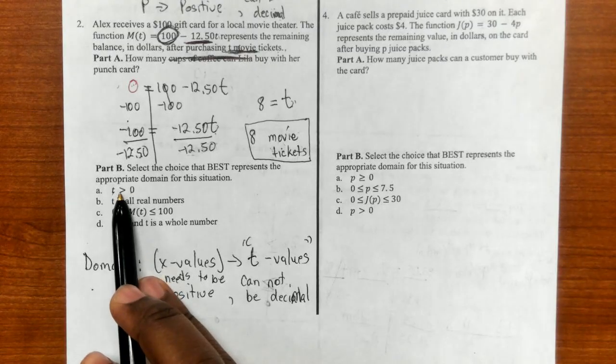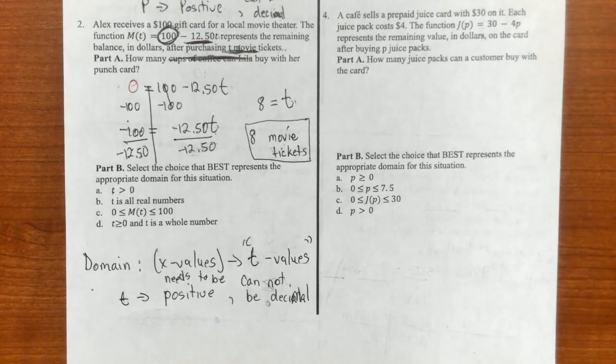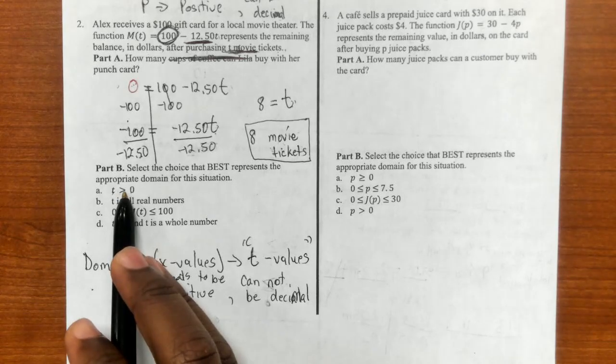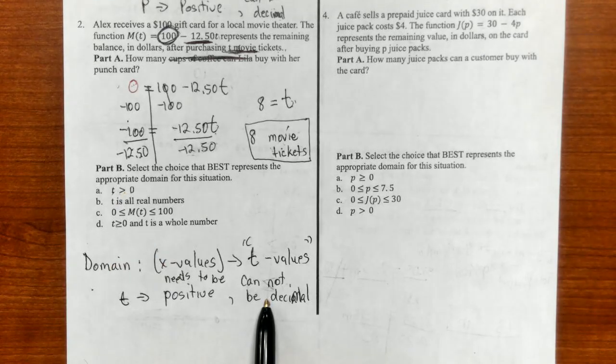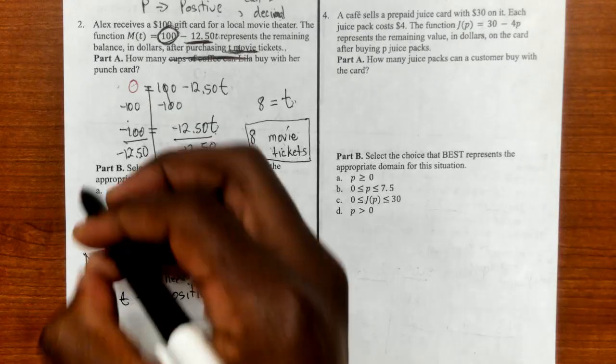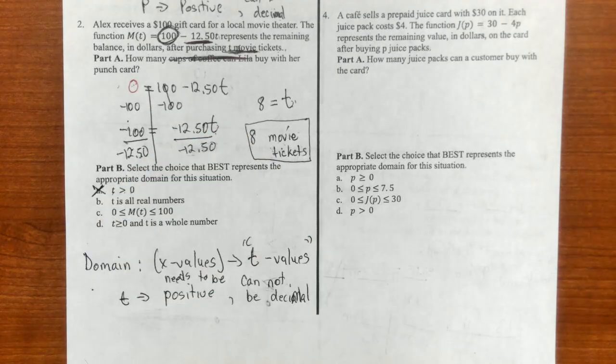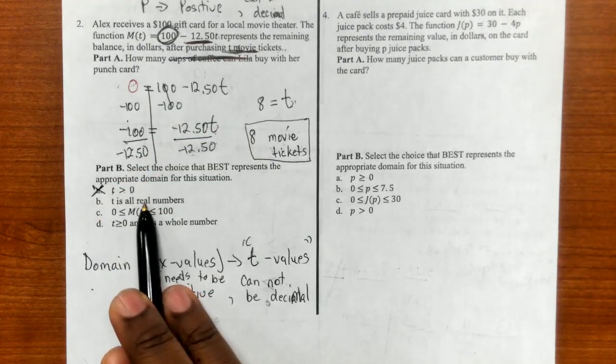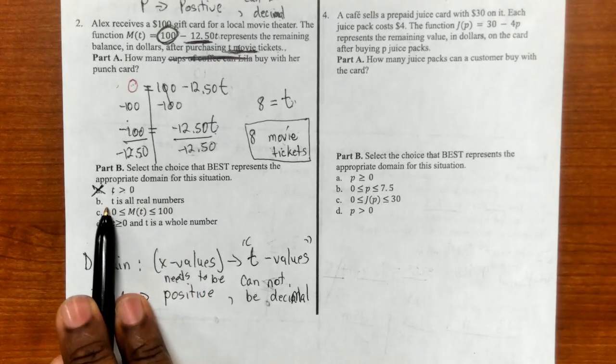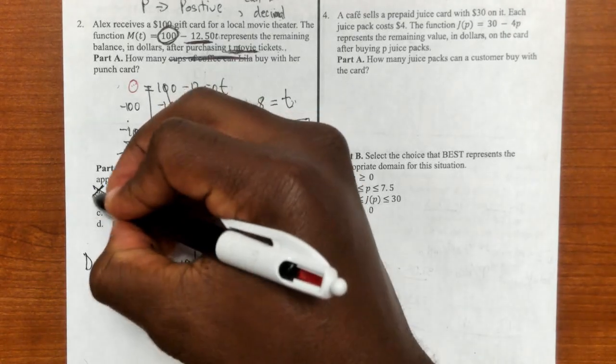What are some numbers greater than 0? 1, 2, 3, but also decimal numbers. 1.5 is bigger than 0. 1.8 is bigger than 0. 5.5 is bigger than 0. So again, this includes decimals. But can we have decimals? No, because you can't have half a movie ticket. So this one's wrong. This one says all real numbers. All real numbers also includes negative numbers, so this will also be wrong.